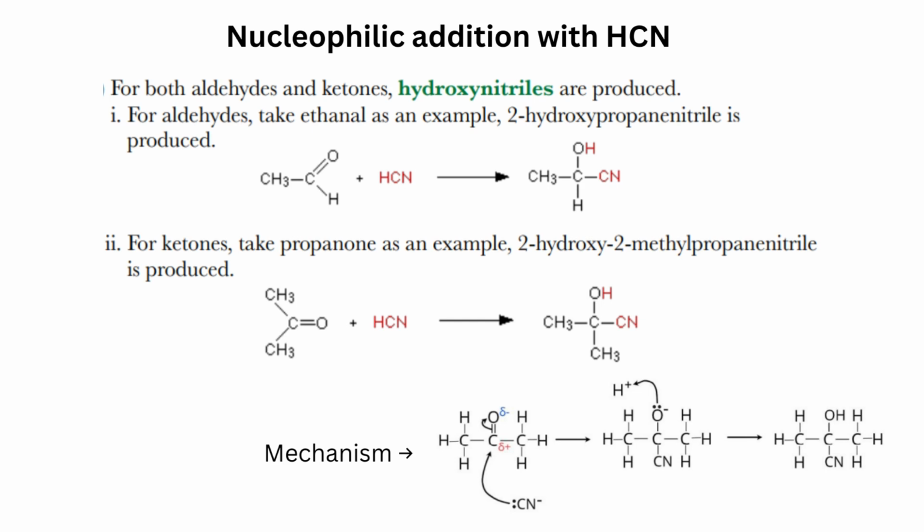For both aldehydes and ketones, hydroxynitriles are produced. For aldehydes, take ethanal as an example, 2-hydroxypropane nitrile is produced. For ketones, take propanone as an example, 2-hydroxy-2-methylpropane nitrile is produced. And the mechanism is also shown over here.